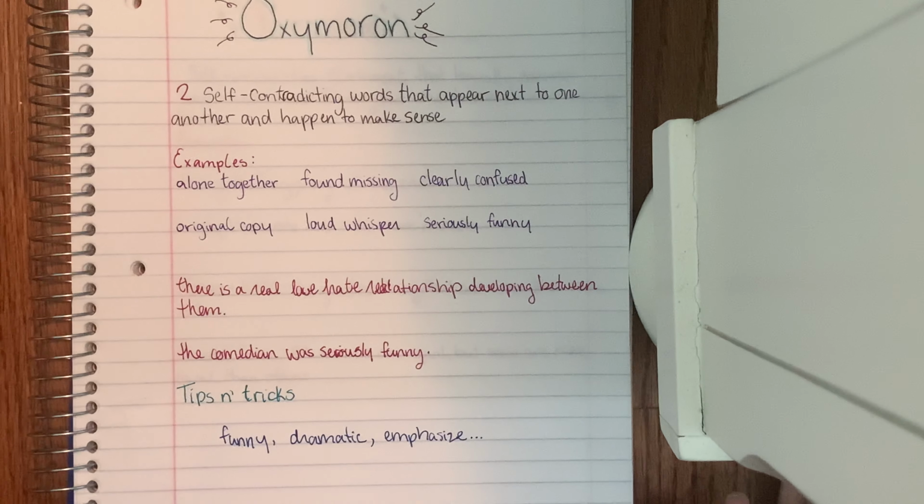Clearly confused, original copy, loud whisper, and seriously funny. When you're clearly confused, it's clear to see that you're confused, but clearly and confused are opposites. And the same thing goes for original copy, loud whisper, seriously funny. When something is serious, it's not really supposed to be funny, but seriously funny contradicts each other, but it still happens to make sense.